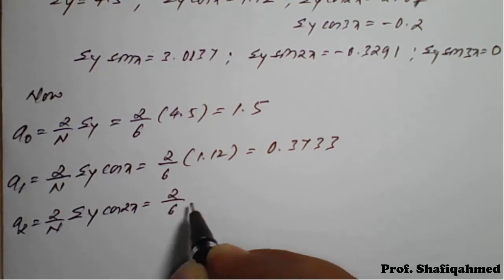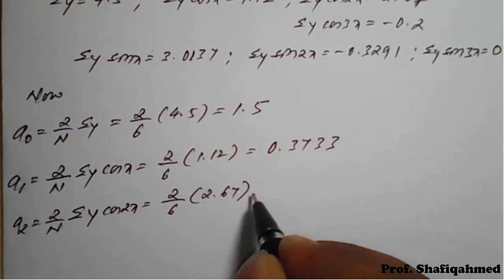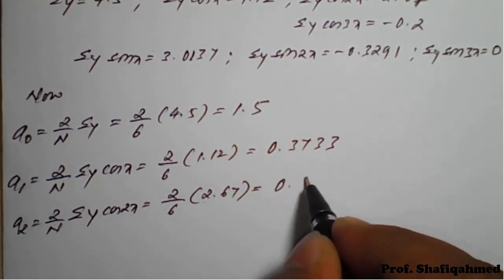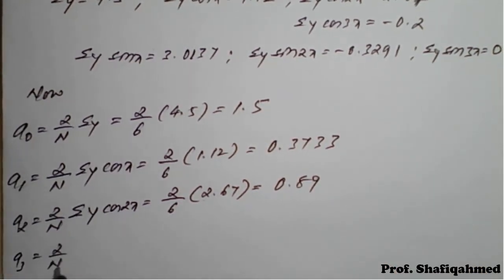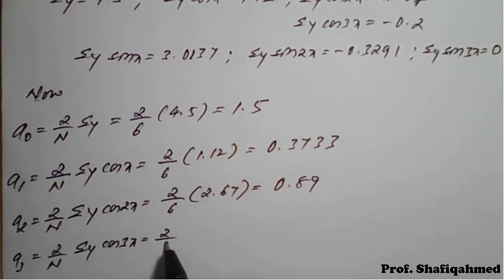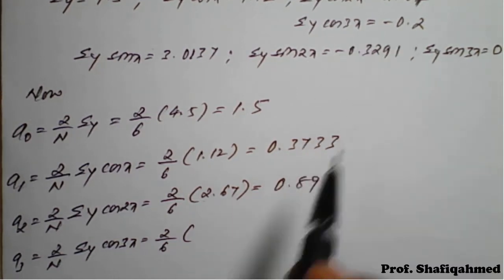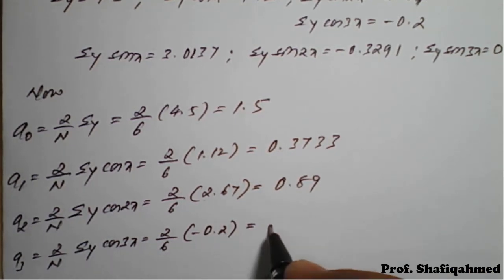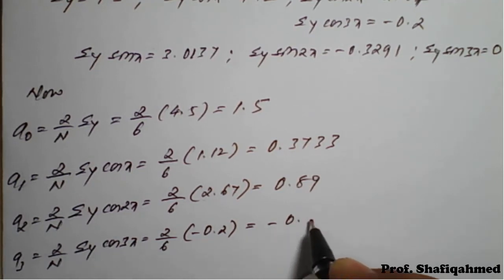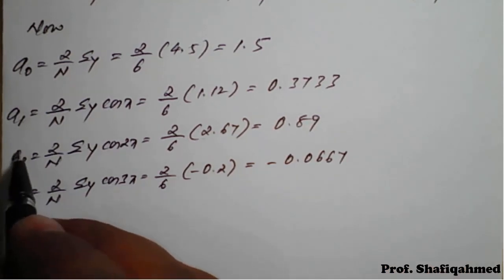Next, a2 is 2 upon n summation y cos 2x, which is 2 upon 6 times 2.67, which is 0.89. Similarly, a3 is 2 upon n summation y cos 3x, which is 2 upon 6 times minus 0.2, and we'll get minus 0.0667. So we got all these a1, a2, a3.